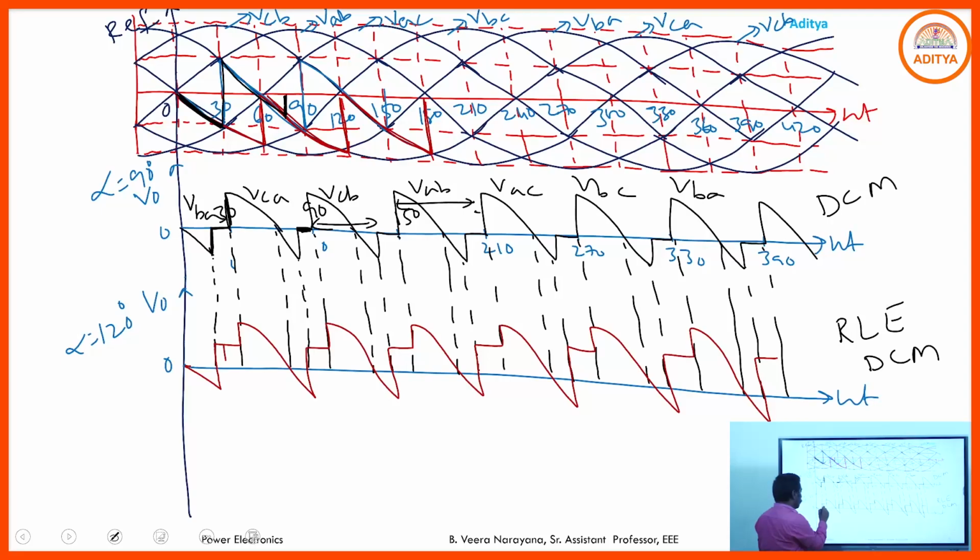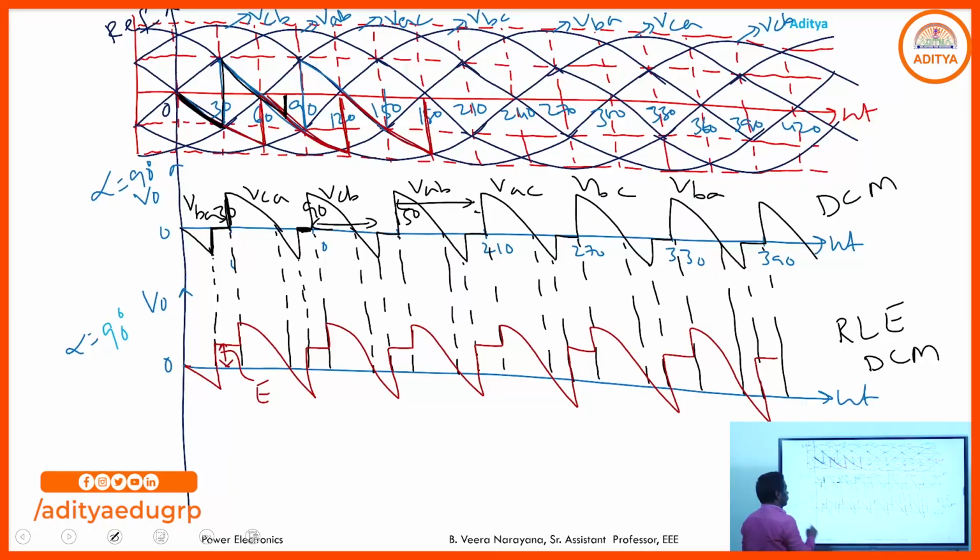Very simple. Where the output voltage is 0, there the back EMF is coming into the picture. This is the representation of RL load in discontinuous conduction mode, and this is the output voltage waveform for alpha equal to 120. Alpha equal to 90 degrees with RLE load in discontinuous conduction mode.